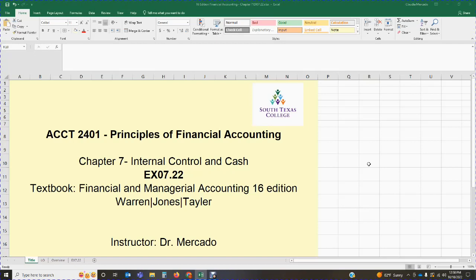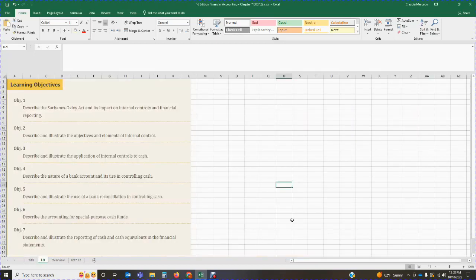Okay, I want to remind all students of the importance of reading the chapter before you attempt any of the problems. Please make sure that you read the chapter, you review the PowerPoints, you listen to my lectures, and then you begin working on your assignments, okay? Now, this particular chapter covers a variety of items.